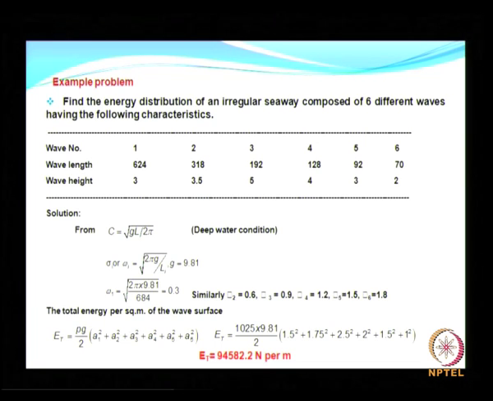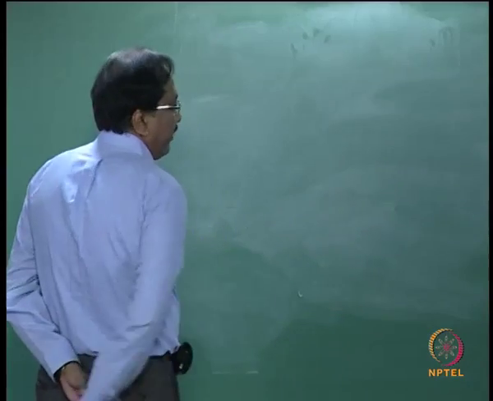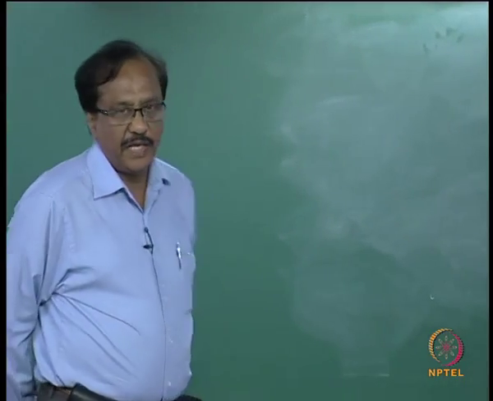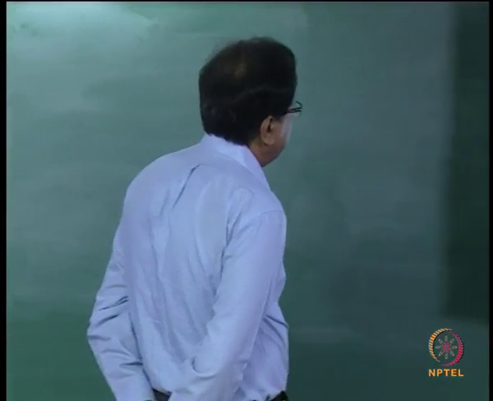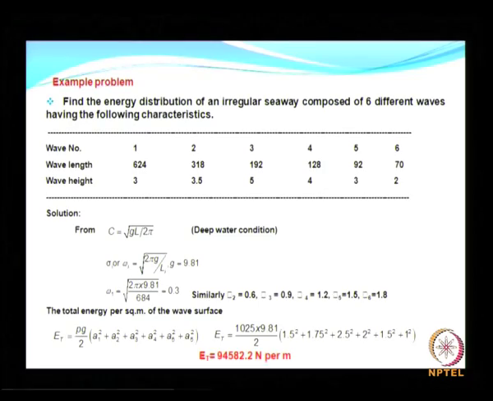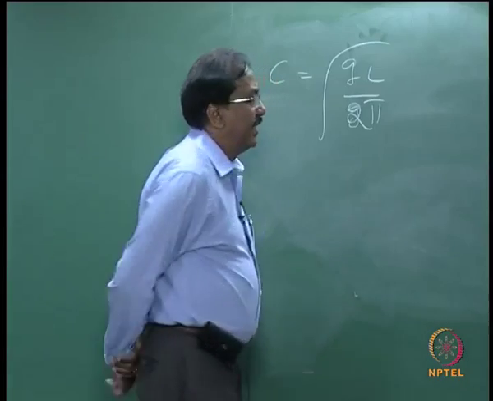For each of which I have given you the wavelength, and of course to make it simpler I consider only deep water conditions. Wave heights are given in the bottom and wavelengths are given in the second row. Now, you know that the celerity c is equal to gL by 2 pi.